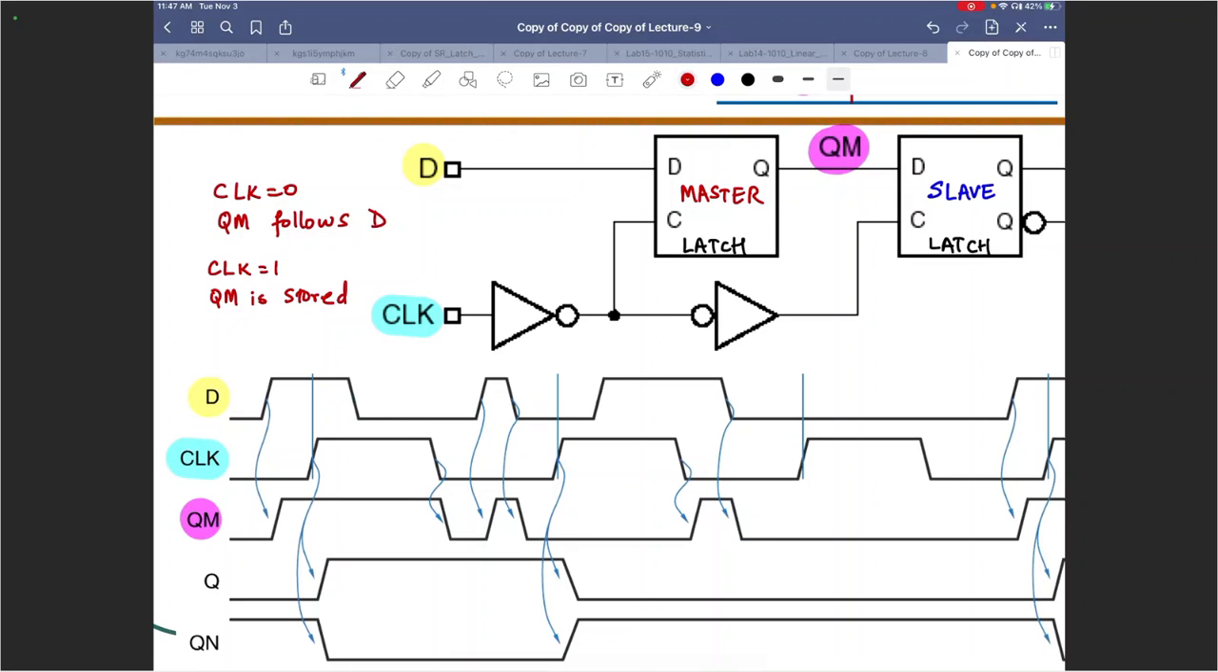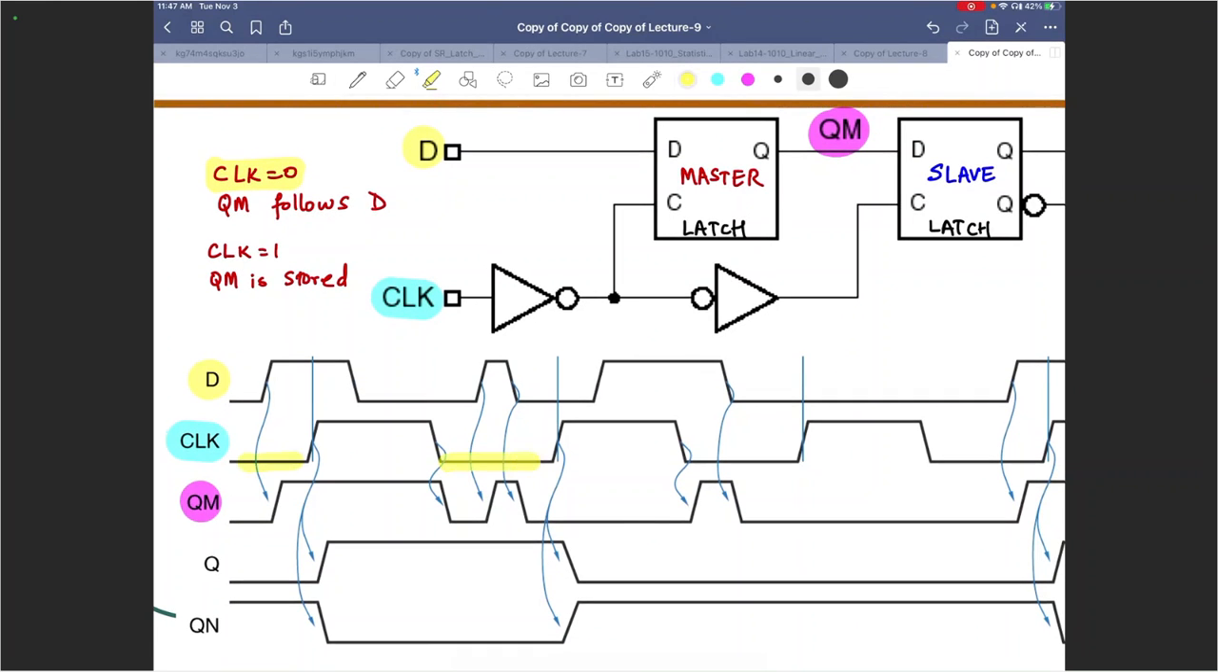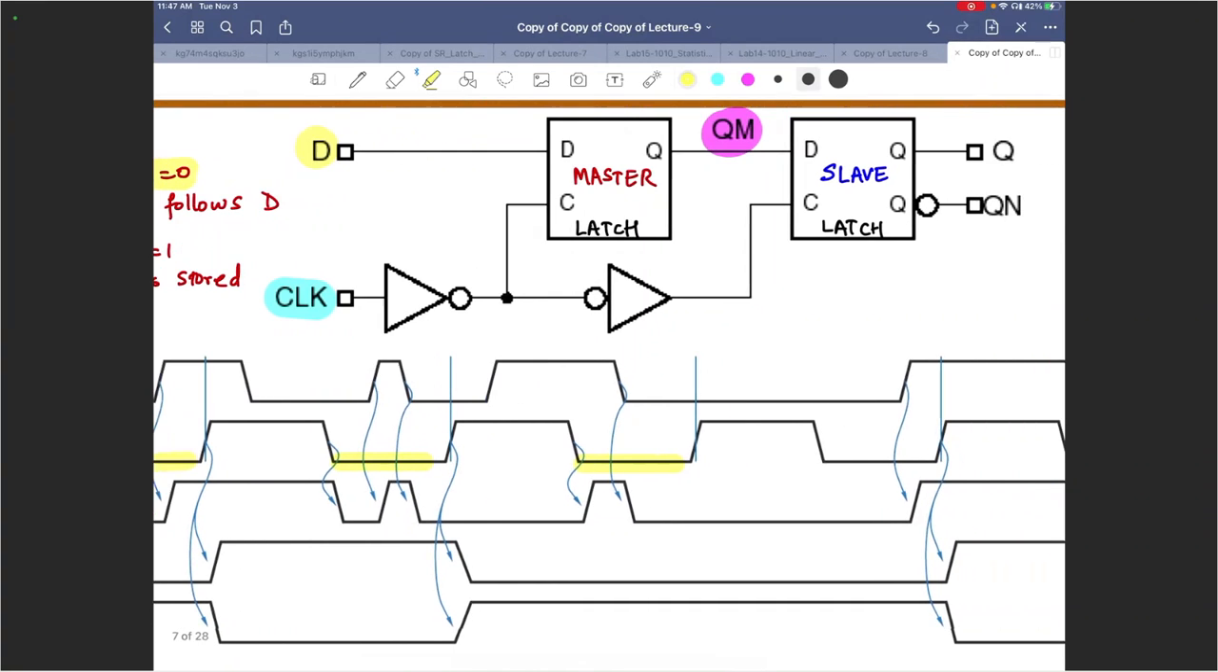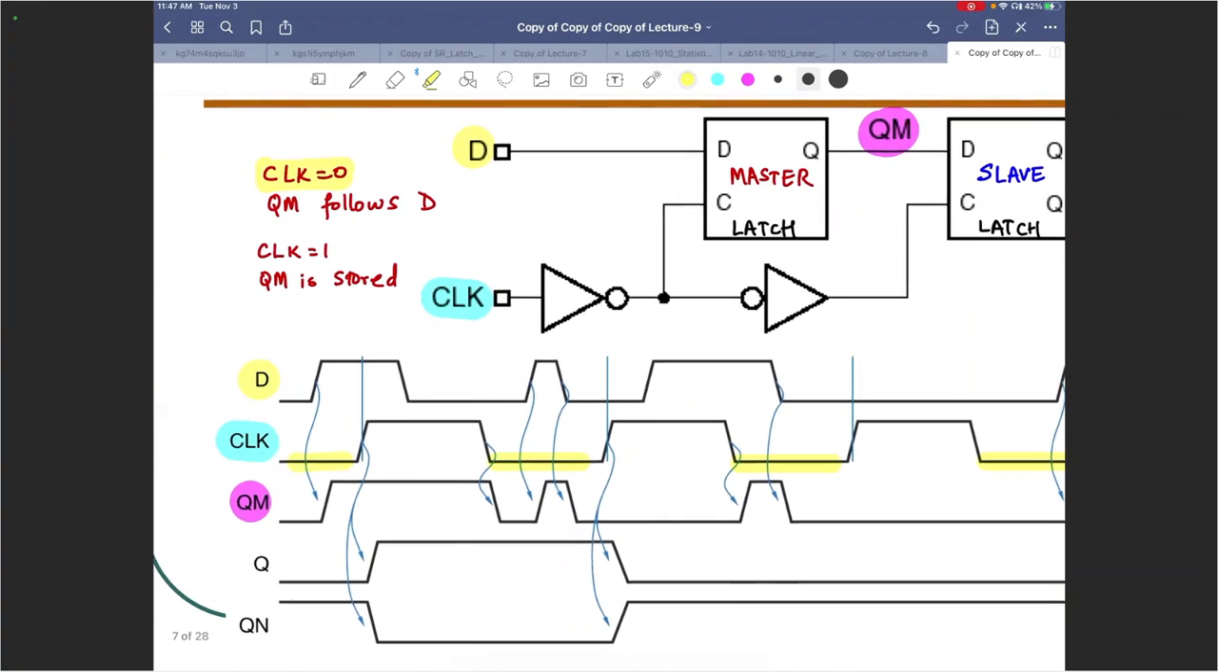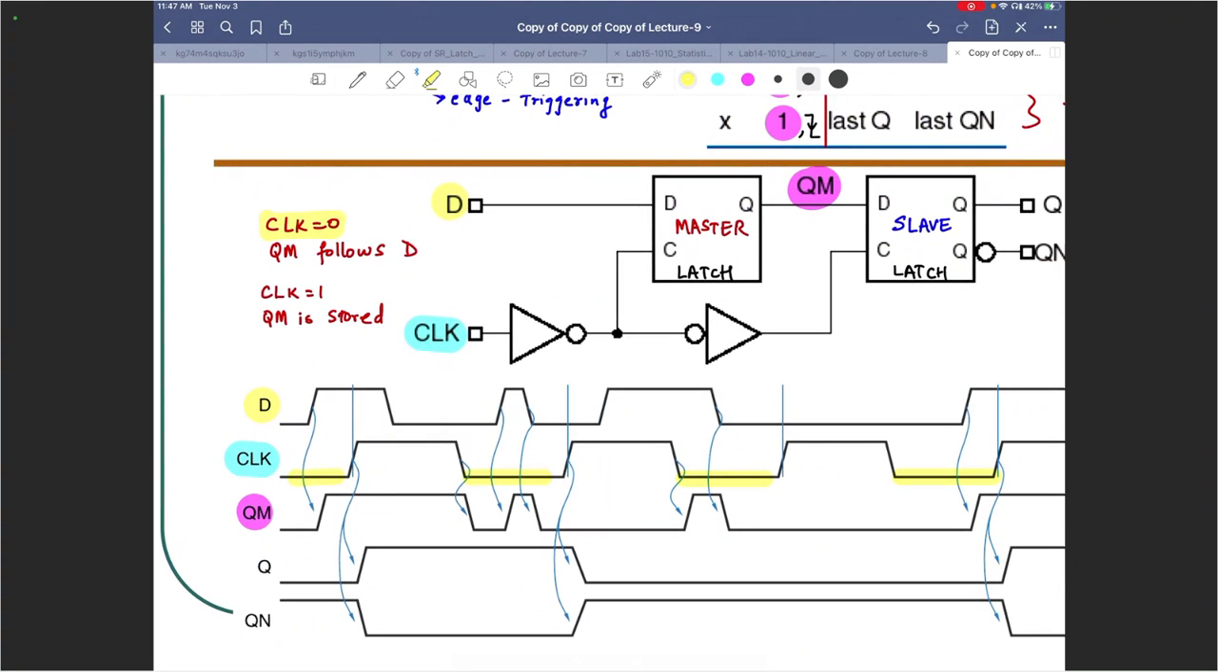So let us try to highlight these times. Clock is 0. Where is that? 0, 0, 0, and 0. Right? So for all those times, for clock, QM will follow D. Let us see if that is the case. D is going low to high, QM is going low to high. D is doing this, this, this. It is also doing that. It is going high to low, it is going high to low.